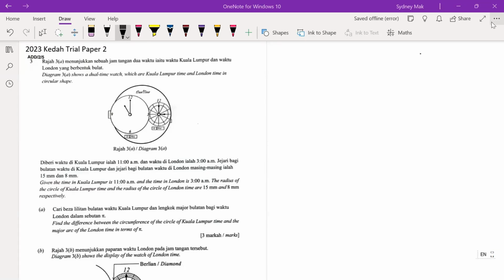This is 2023, the trial exam paper from Kedah, paper 2. Let's look at question number 3. The diagram shows a dual time watch, which shows Kuala Lumpur time and London time in circular shape. Given that the time in Kuala Lumpur is 11 a.m. and the time in London is 3 a.m., the radius of the circle of Kuala Lumpur time and the radius of the circle of the London time are 15 mm and 8 mm respectively.